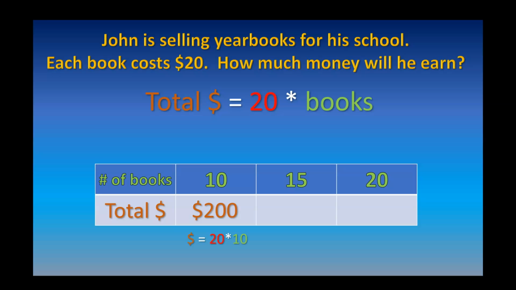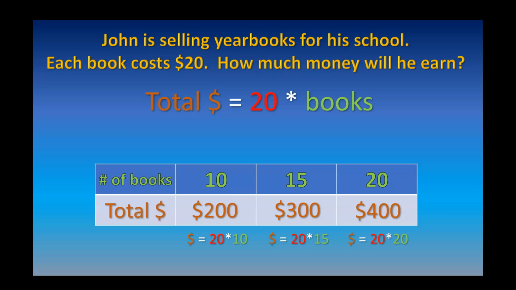If instead we decide to calculate how much money he would make from selling 15 books, we just replace the word books with the number 15 and then do the multiplication. That would earn him $300. If he sold 20 books, of course, that gives us $400. We could have picked any number we wanted for the books sold: 1, 2, 5, a billion, it doesn't matter. The formula is going to remain the same.